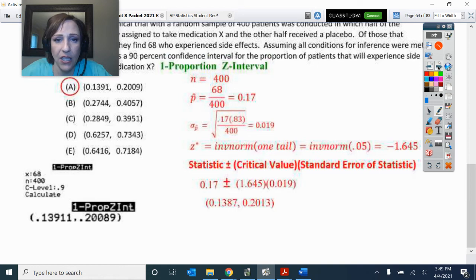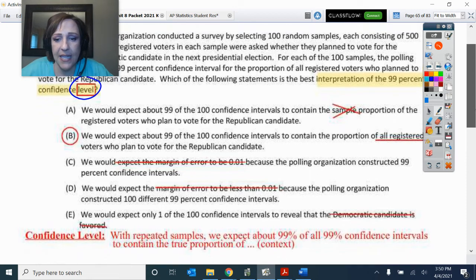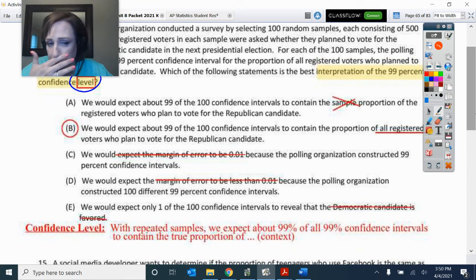And I'm going to let you just take a look at that, our sample proportion. And then look, here was our formula for proportions. And then our critical value, inverse norm of 1 tail for 90% confidence, it was 0.05. All right, and let's see here. Oh, this is an interpretation of confidence level. So confidence level. So remember that on this interpretation of confidence level, anything that contains the confidence interval is out.